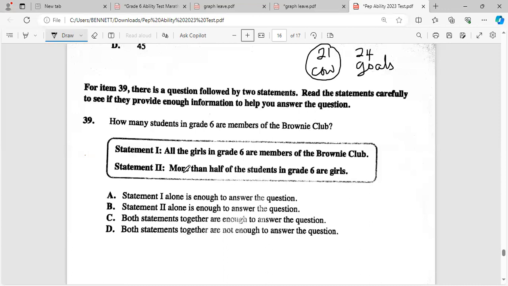Next, C. Both statements together are enough to answer the question. No, because they didn't say how many students are in grade 6 or how many girls are there. D. Both statements together are not enough to answer the question. So the answer is D. Correct.